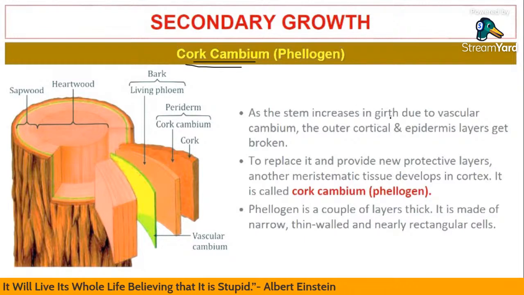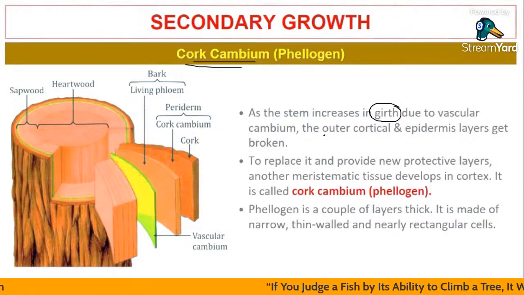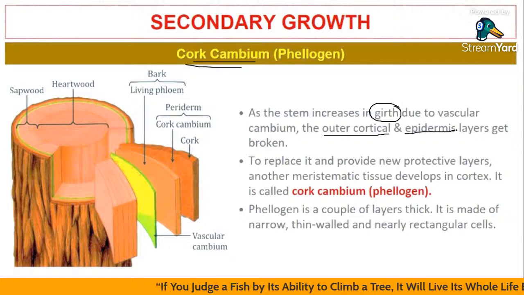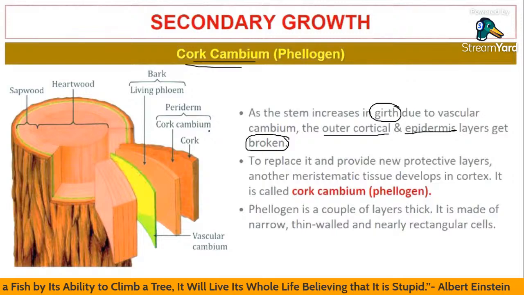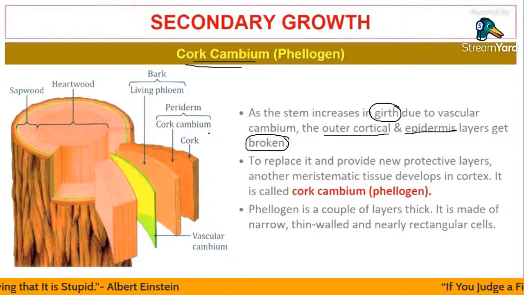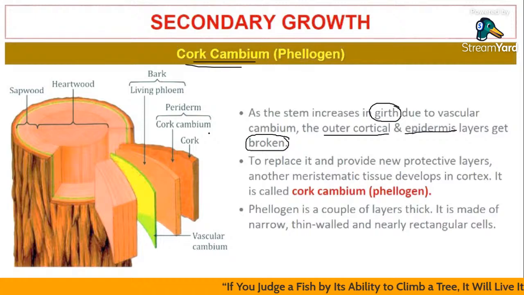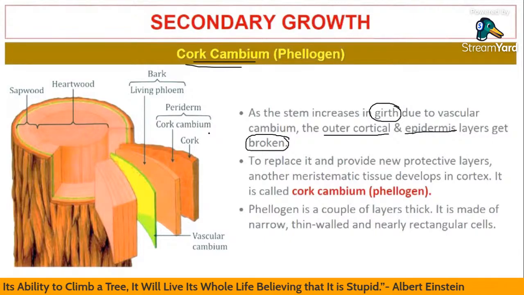As the stem increases in girth, that is, as the width of the plant increases, due to the vascular cambium, the cortical layer and the epidermis layer get broken. That is a very natural process. Just imagine you have bought a shirt and you're wearing it. When you eat too much, what happens? After 2 to 3 years, you become very fat. You turn from skinny to fat, and you won't be able to wear that shirt.